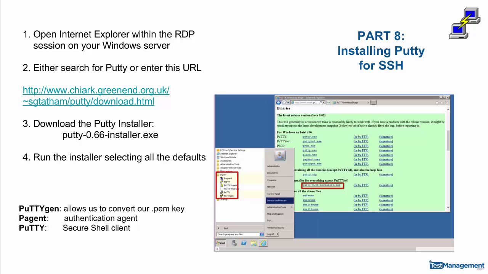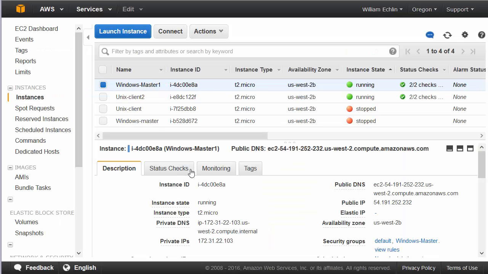What that'll give us is 3 tools: Putty Agent, Putty Gen and Putty. That'll allow us to add our keys, set up an authentication agent, and then secure shell into our Linux machines. So let's have a look at that.